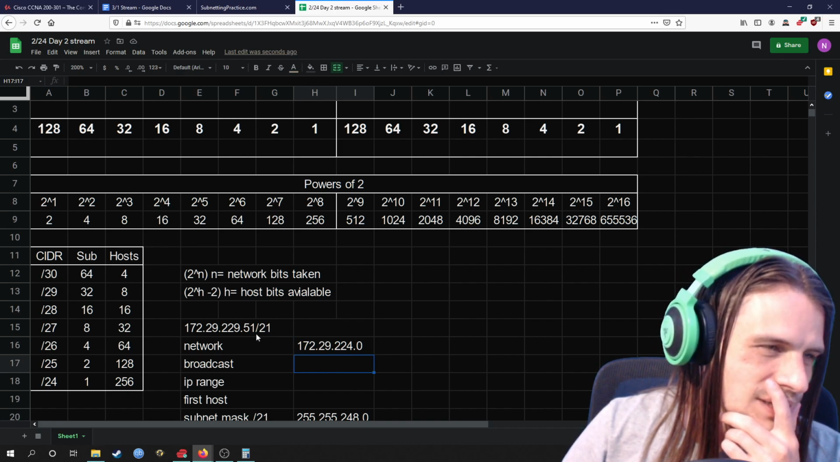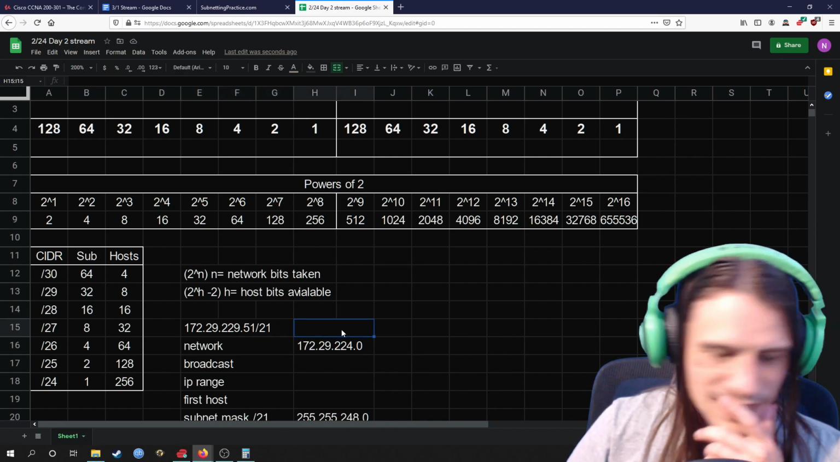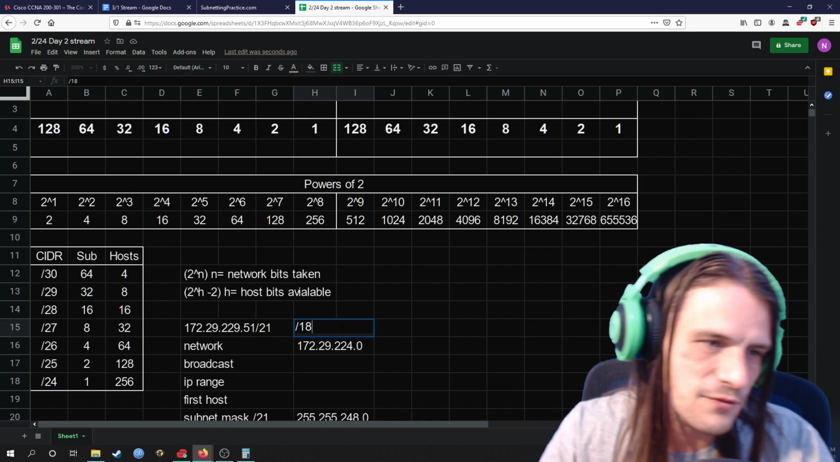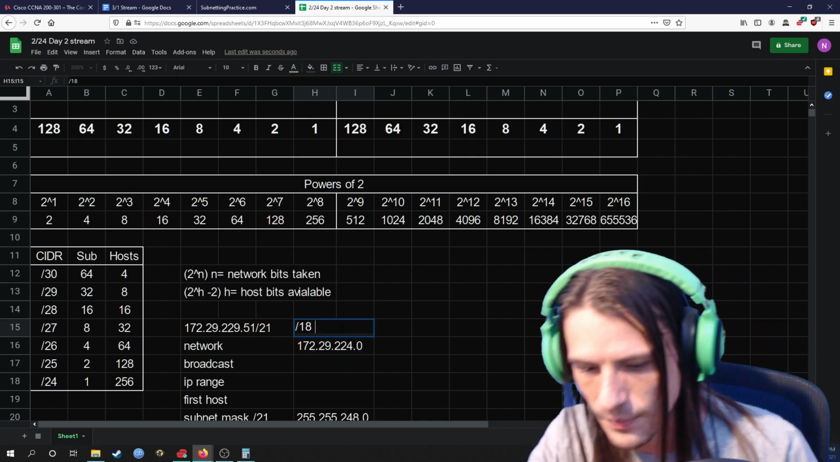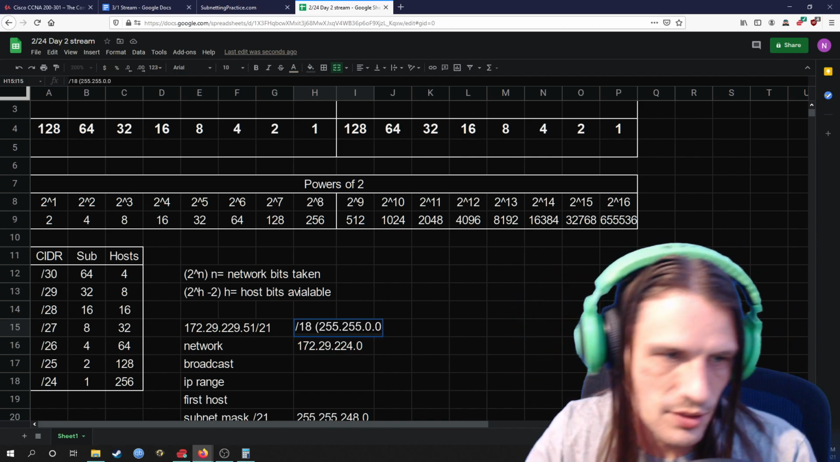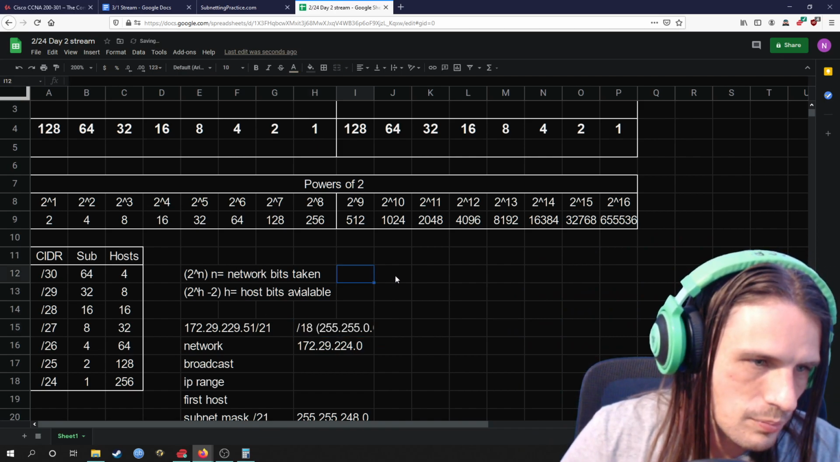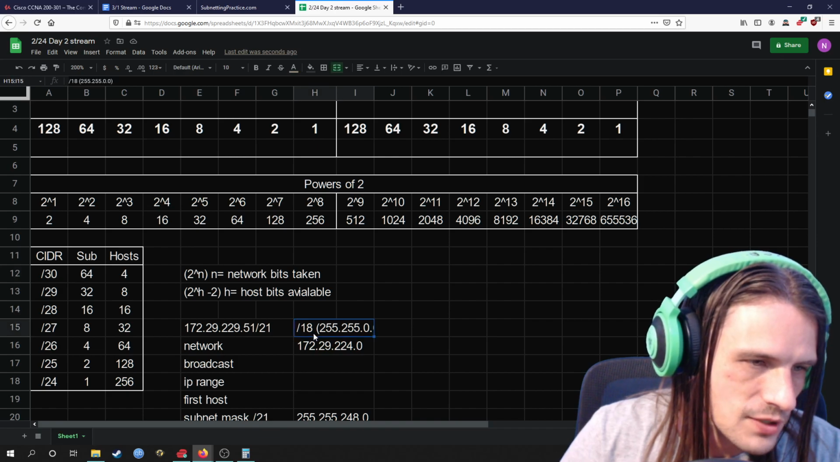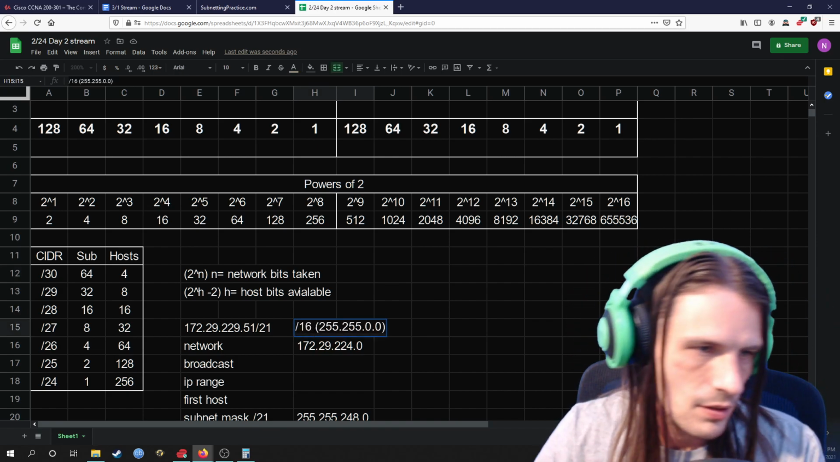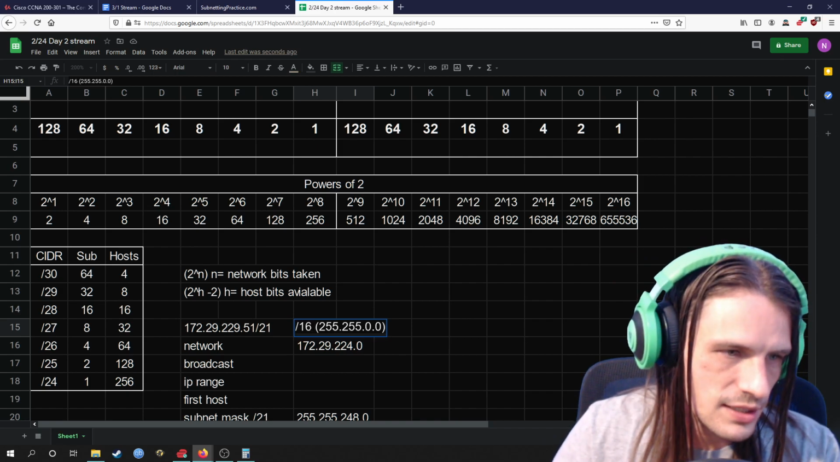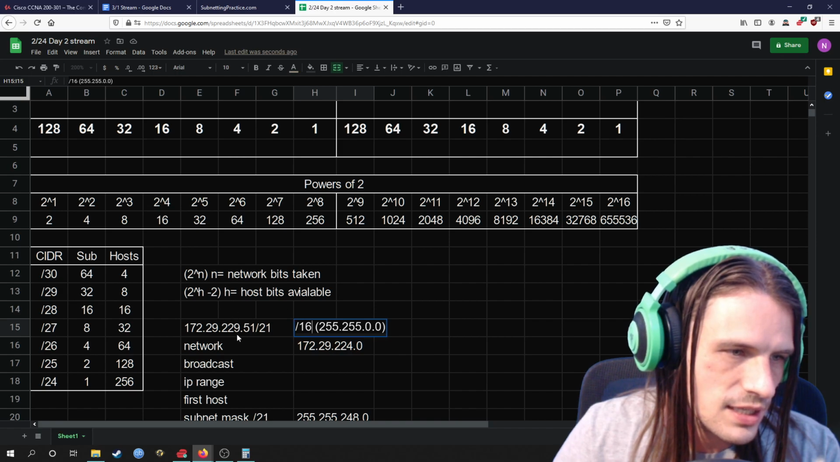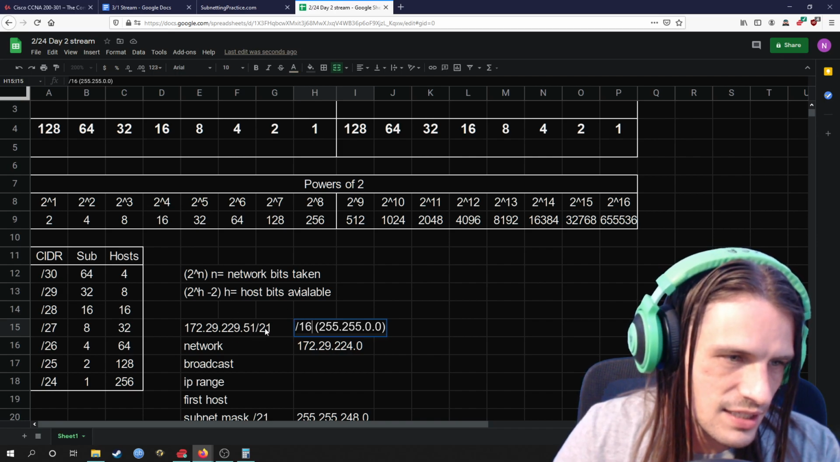So /21, what am I thinking here? This would have been 172, which is a class B, if I'm not mistaken, right? Yeah. So a class B, the other way we can do this: a class B defaults as a /16, or in other words, 255.255.0.0, right? But we're making it a /21. So then we can just do these little formulas here. It defaults to a /16, but it is a /21.